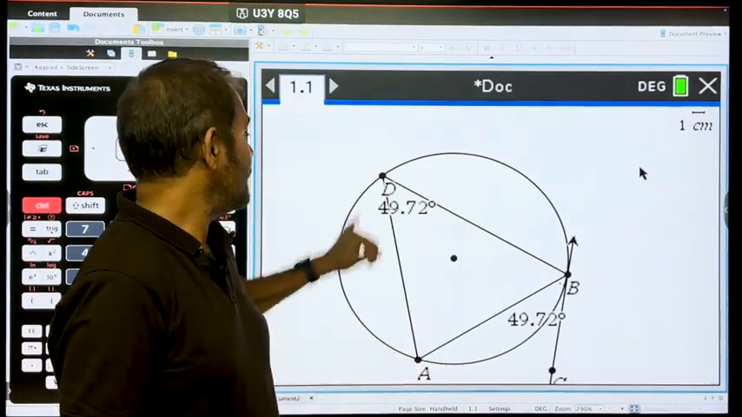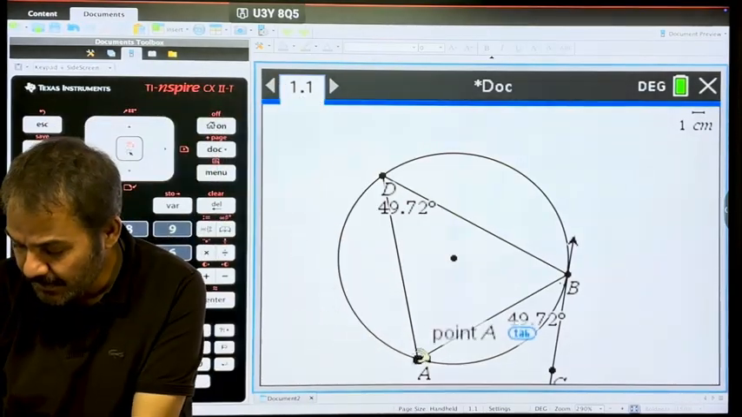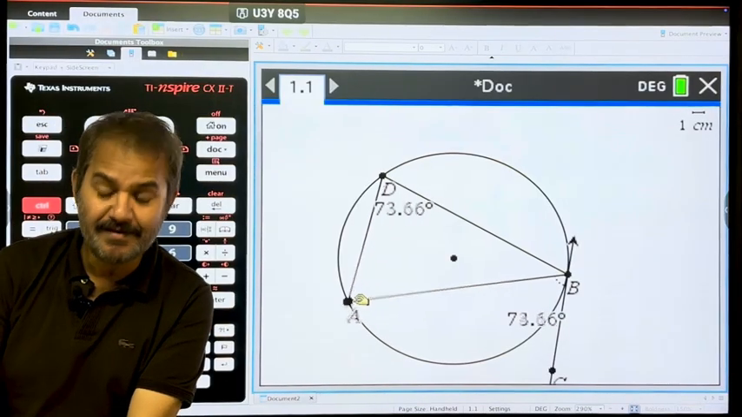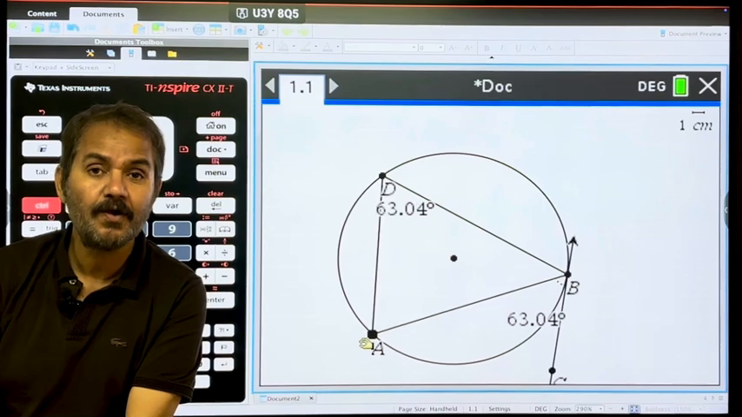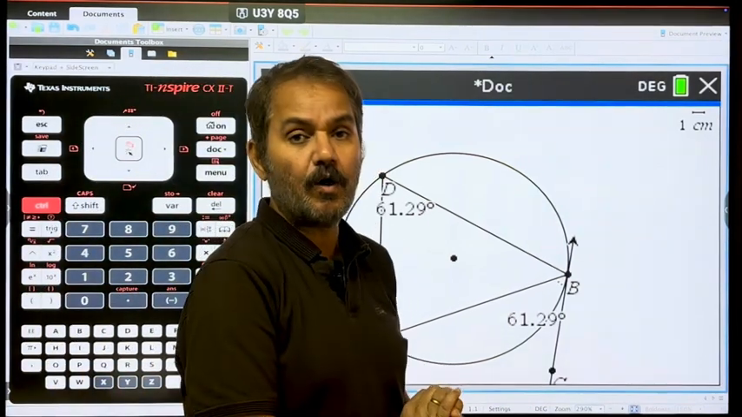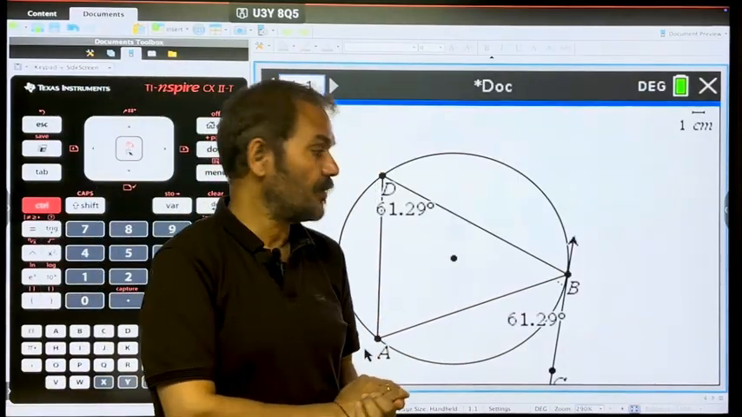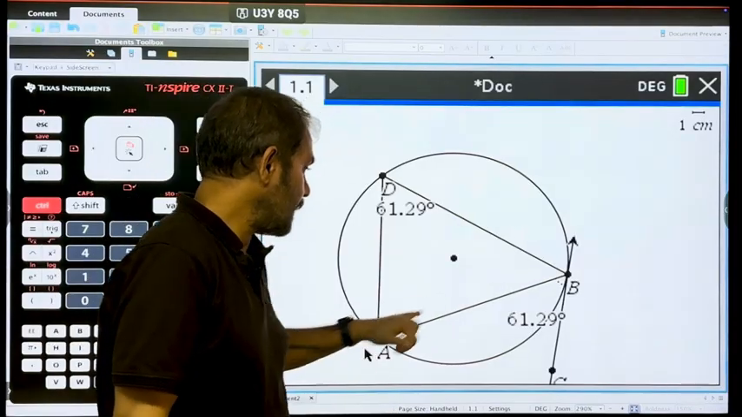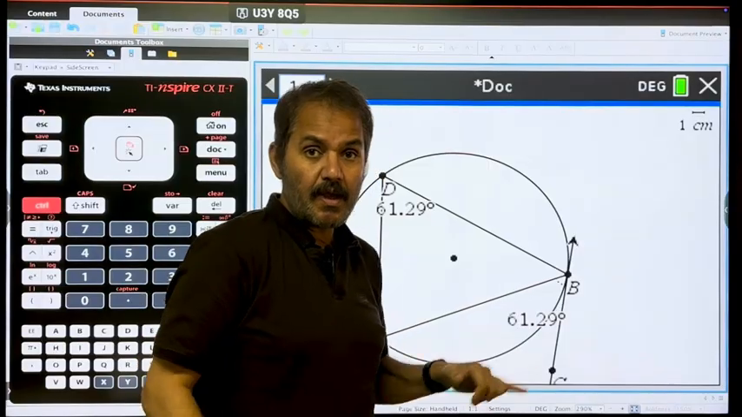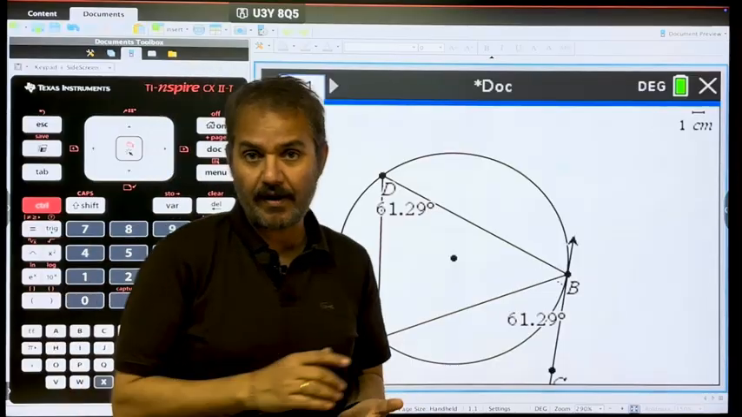So let's move these dynamic points and see what happens. If I move point A, both these angles will change. And even if they change, you see, they remain the same. So this is our next theorem, a very important theorem, which is called the alternate segment theorem. What is the alternate segment theorem? It says that an angle that is made between a chord and a tangent is always equal to any angle that is made in the alternate segment.